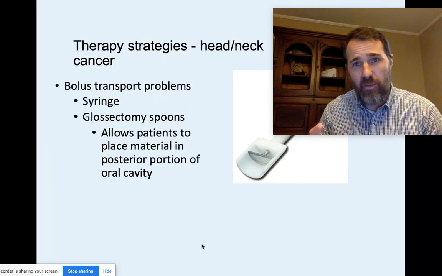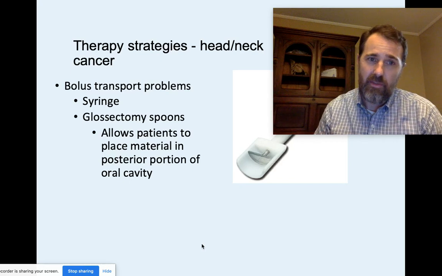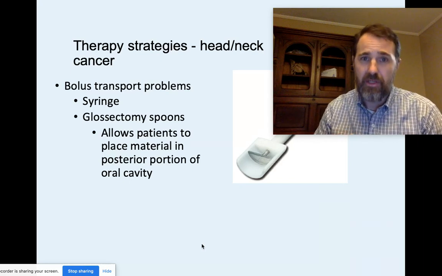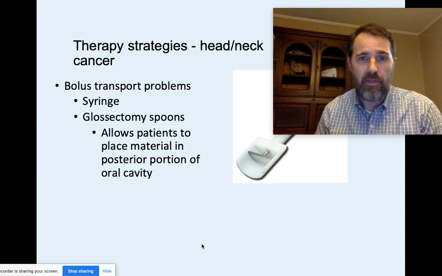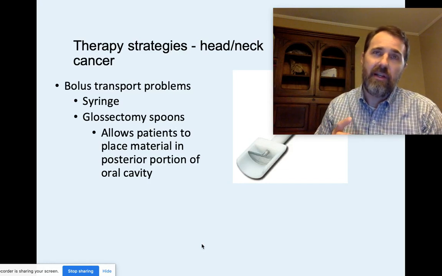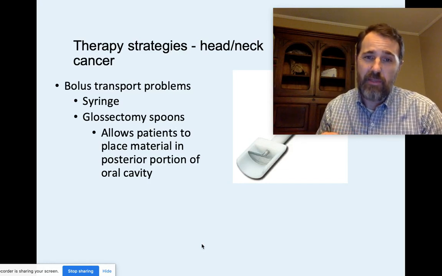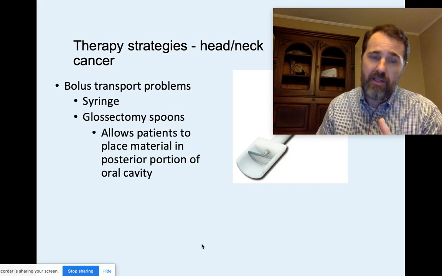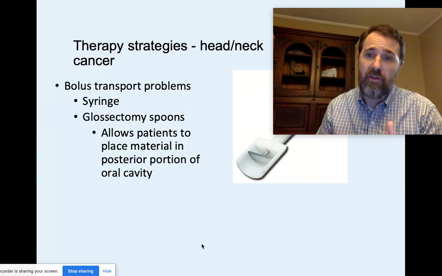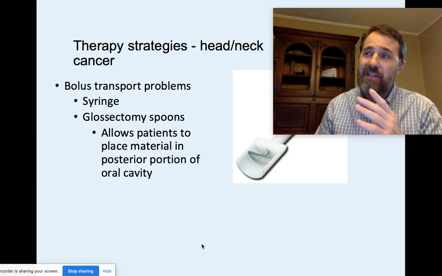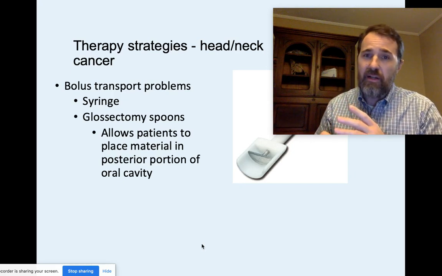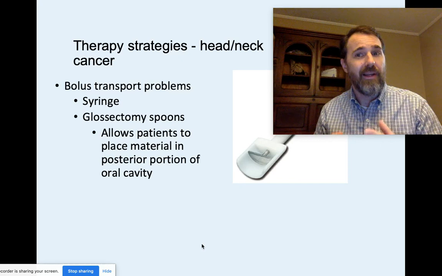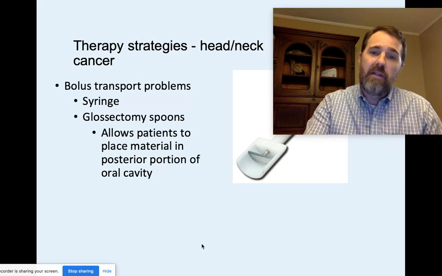All right, sticking with difficulties with bolus manipulation and AP transport, there's a device called a glossectomy spoon, and this is exactly what it sounds like. It's a spoon for patients that have had their tongue or part of their tongue removed, and you can imagine that without the tongue, there is no appropriate AP transport.